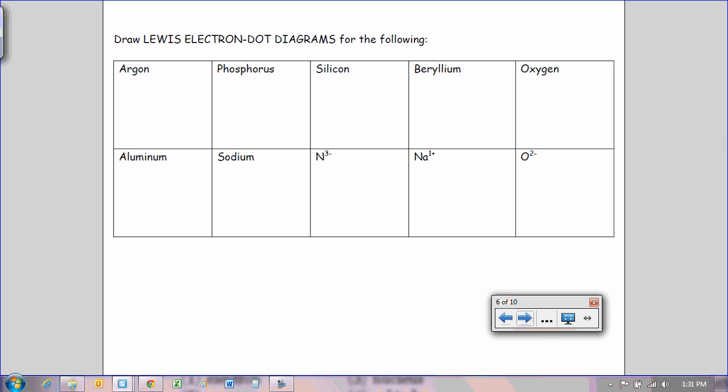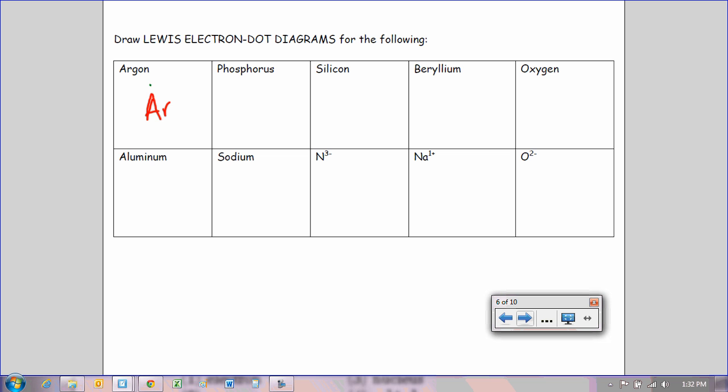So let's draw some Lewis electron dot diagrams for the following. I'll cover a couple atoms and a couple ions apiece. Okay. So argon. I find the element argon, Ar. I start by drawing the symbol in the middle. Then I look at the element argon on my periodic table, and I see that it has 8 valence electrons.